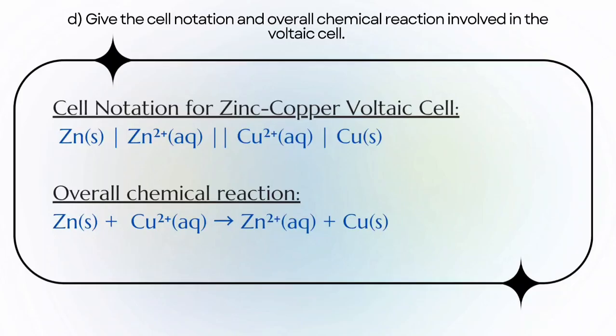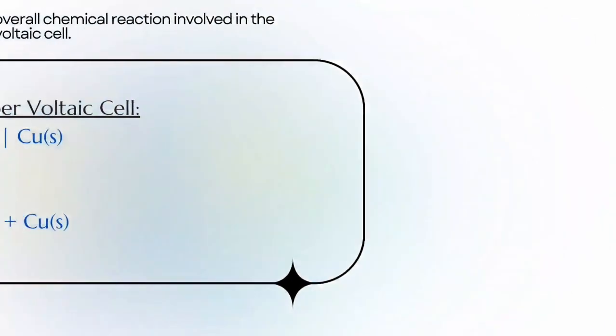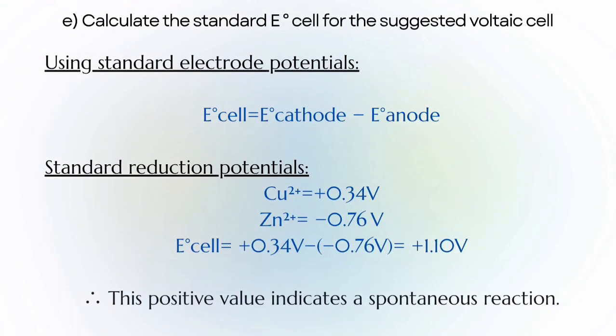D. Give the cell notation and overall chemical reaction involved in the voltaic cell. These are the cell notation for zinc copper voltaic cell and overall chemical reaction. Next, calculate the standard E0 cell for suggested voltaic cell. Using standard electrode potential, which is E0 cell equals E0 cathode minus E0 anode. The positive value that we got from the calculation indicates a spontaneous reaction.